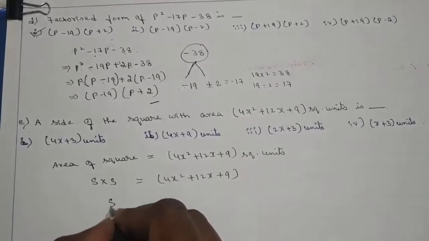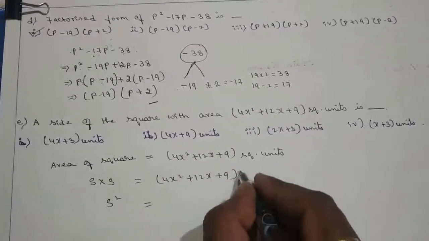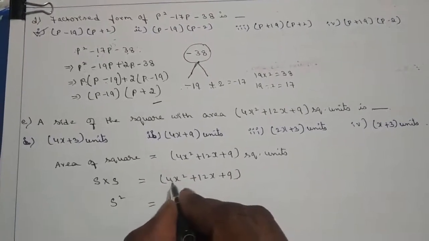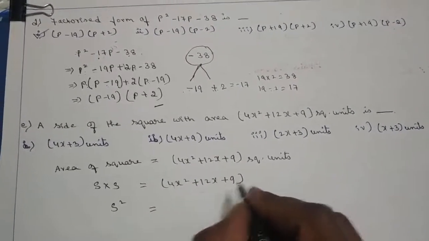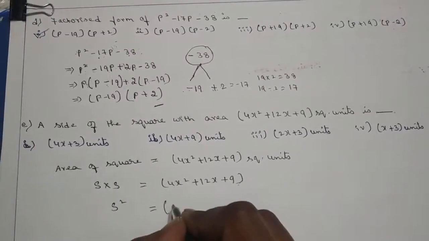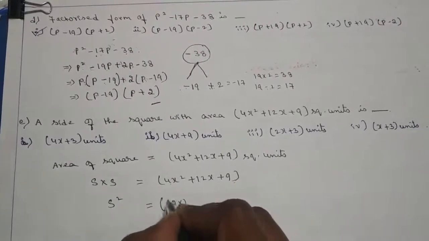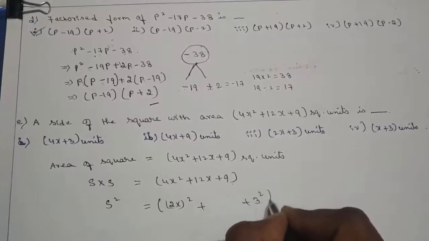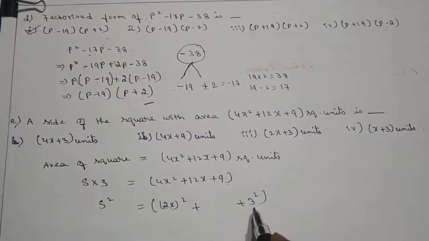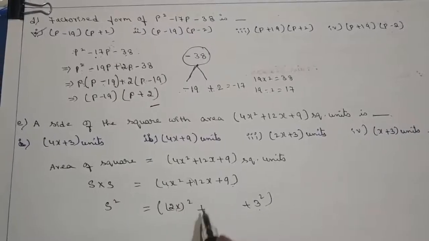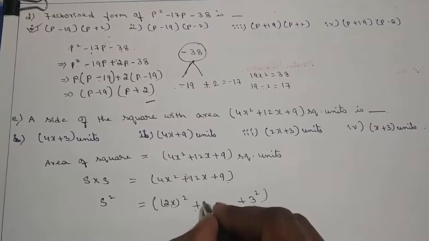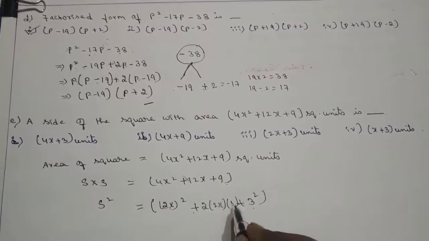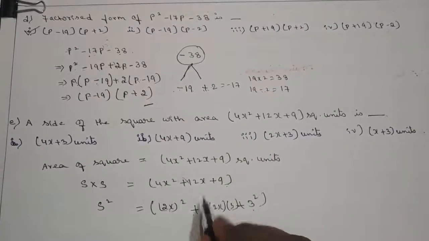Then s square equals, bring this expression into the form of factors. We know that 4 is a perfect square and also 9 is a perfect square. Then 4 is written as (2x) whole square plus, and 9 is written as 3 square, that is a square plus b square. Here we have plus sign, so plus 2ab it should be. 2, a value is 2x and b value is 3. Now multiply, 3 2s are 6, 6 2s are 12x.